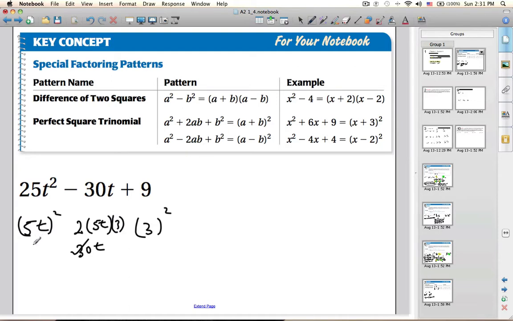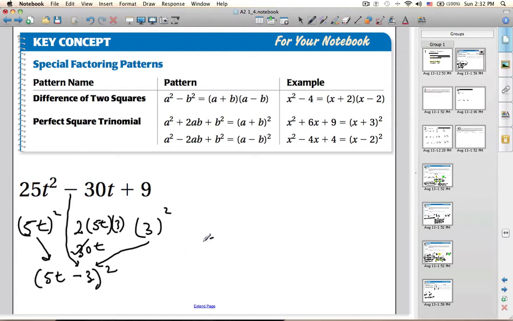Now remember, like we did before, I take this term, 5t, I take this sign, minus, and I take this term, the 3, and that makes the binomial that's squared.